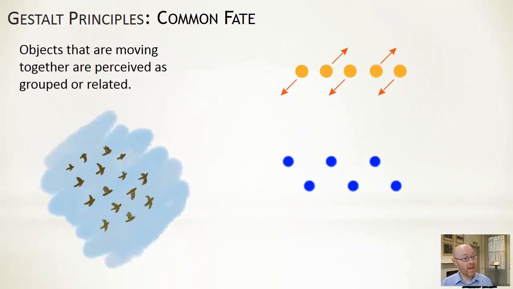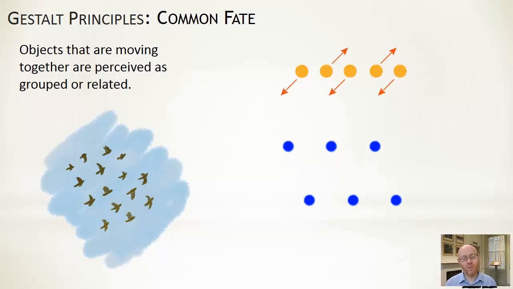Common fate then is our last gestalt principle. This one says that if we have a bunch of objects that move together, we perceive them as being grouped together, that they are related one to another.